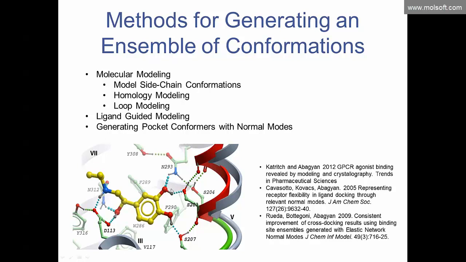Another approach is to take the binding pocket, place the ligand inside it, and then model the pocket around the ligand. It's called ligand-guided modeling, and it's been used in ICM for quite a few years now, but in the new release coming out soon, 3.8-7c, there is a graphical user interface option to do that. You provide ICM with a table of known binders and maybe non-binders, and you can use those binders to model that pocket. Another way would be to generate pocket conformers with normal modes.